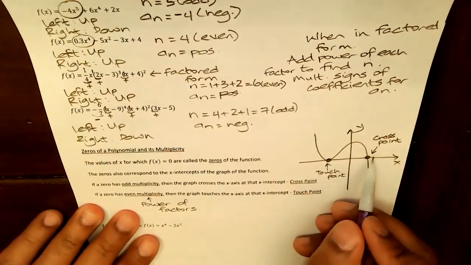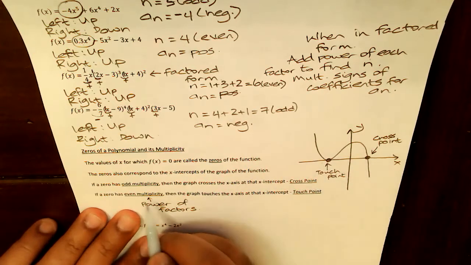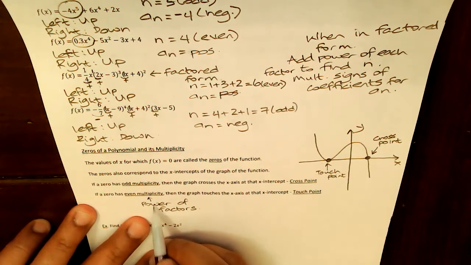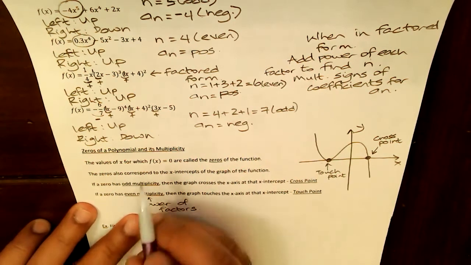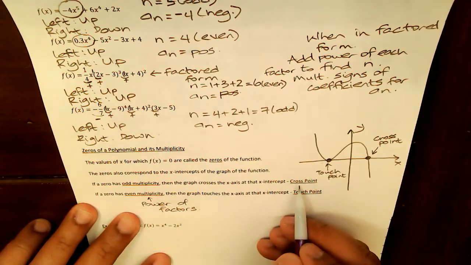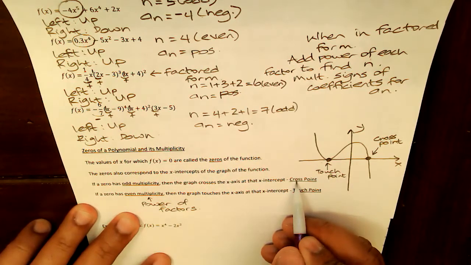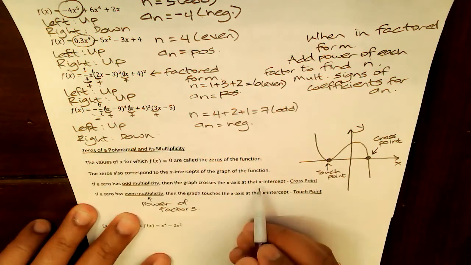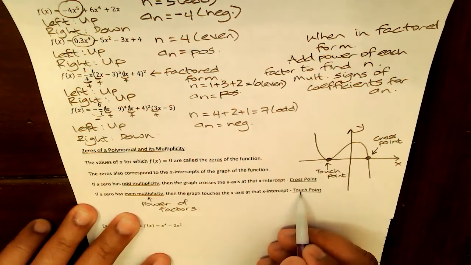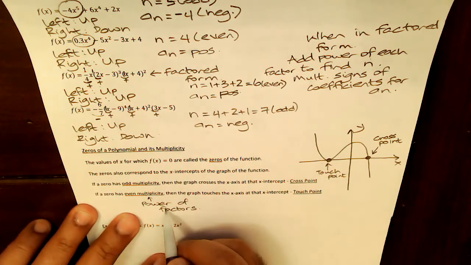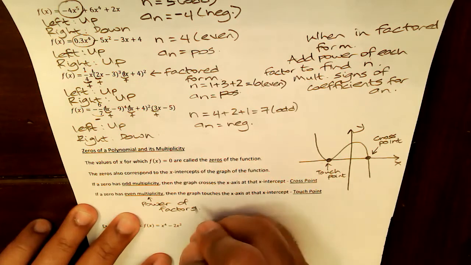To determine if it's going to be a cross point or a touch point, we're going to look at the multiplicity, like I mentioned earlier. The multiplicity is the power of the factor. If the multiplicity is an odd number, then your 0 is going to be a cross point. If the multiplicity is an even number, then your 0 is going to be a touch point. Again, the multiplicity is the power of the factors.